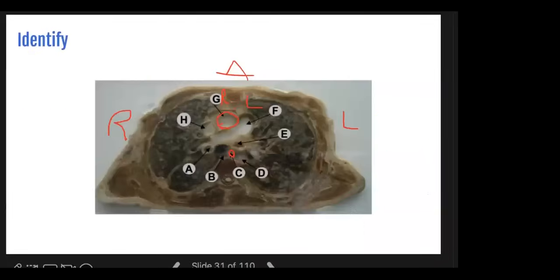Okay. So now if I go back here, this is the right side, this is the left side. What is this structure on the right? That's going to be the aorta. Amazing, mashallah. Is this going to be the ascending or descending? What do you think? I think it's the ascending.